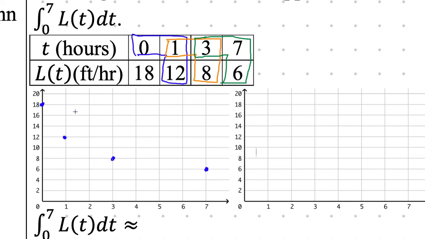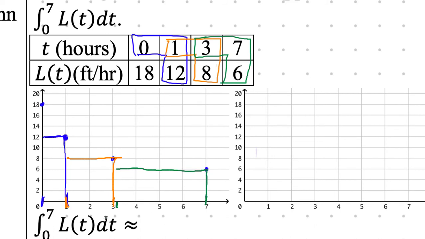All right, so it's a right Riemann sum, which means I'm using the rightmost point. Another way of thinking about it is on the interval between 0 and 1, I have a height of 12. I'm using the rightmost point, and I'm making a rectangle. Left Riemann sums are always using a point on the left. So between 1 and 3, I have a height of 8. There's that rectangle. And then finally between 3 and 7, I have a height of 6. And there's my rectangle.